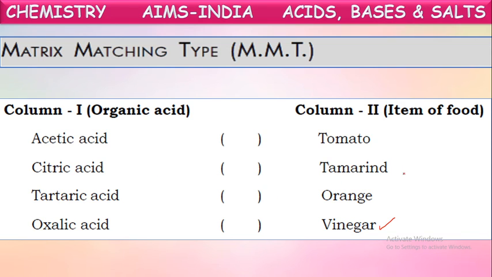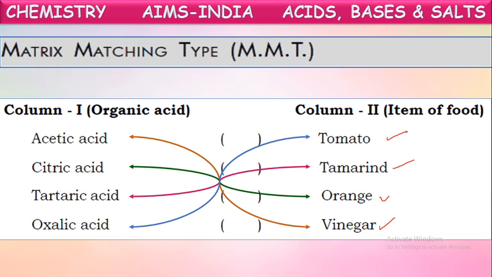Citric acid is present in citrus fruits like oranges and lemons, so it is oranges here. Tartaric acid is present in tamarind or grapes. Here it is the tamarind. What about oxalic acid? Oxalic acid is present in tomato. Now what will be the correct matching? Acetic acid is from vinegar. Citric acid is from orange. Tartaric acid is from tamarind. Oxalic acid is from tomato.